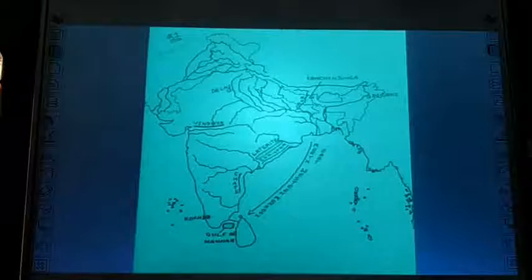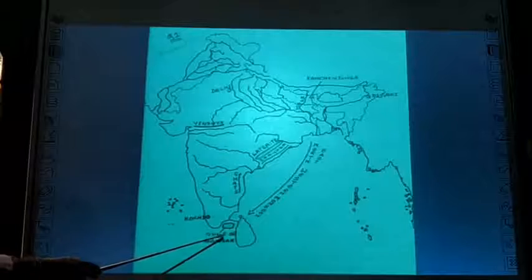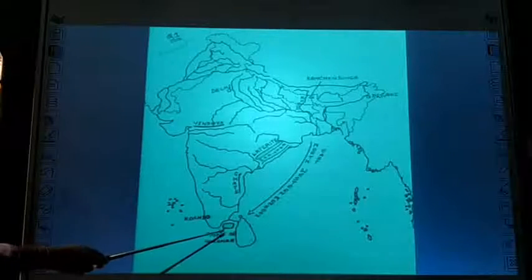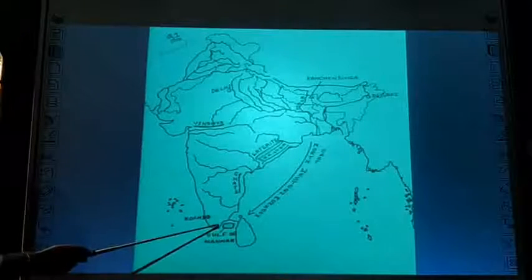Next, shade and name the Gulf of Mannar. Okay, Gulf of Mannar is here. It lies between the west coast of Sri Lanka and the southern tip of India. In between these two, it is a large shallow bay.